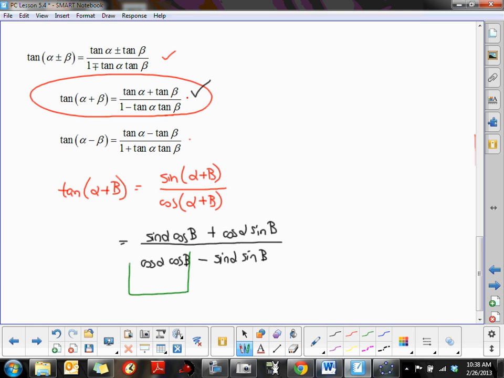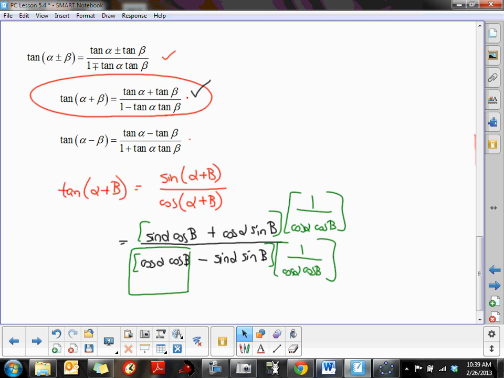I don't want this term to end up being cosine of alpha, cosine of beta. I want to make sure it ends up being a 1. So the ploy that we do in the mathematical strategy is to take the top and the bottom of each of these fractions and create an equivalent fraction by multiplying by 1 over the cosine of alpha, cosine of beta. So on the top and the bottom, 1 over cosine of alpha, cosine of beta.